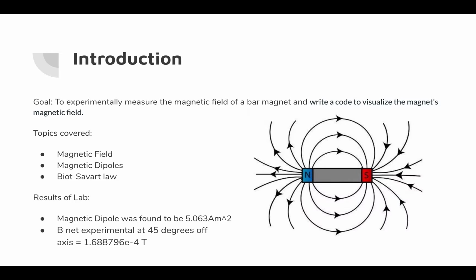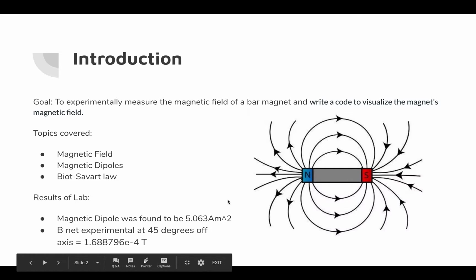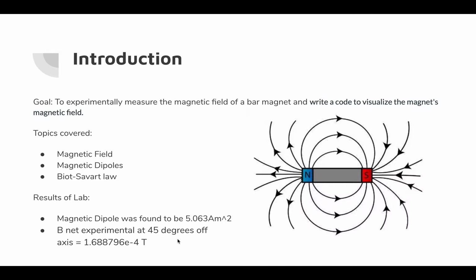So I found the magnetic moment in my lab to be 5.063 amps meters squared, and then the B net experimental at 45 degrees off axis to be 1.688796 e to the negative 4 teslas, which I'll later compare to my B net I obtained from my computational model.